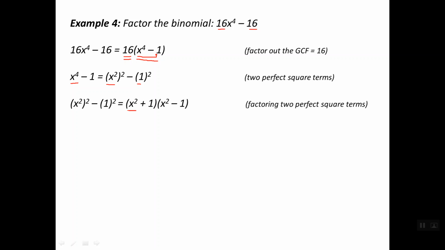So this is the first term plus the second term multiplied by the first term minus the second term. Now we should return the 16, which is the GCF. So the binomial is equal to 16 multiplied by x squared plus 1 multiplied by x squared minus 1. So we have three factors for this binomial.